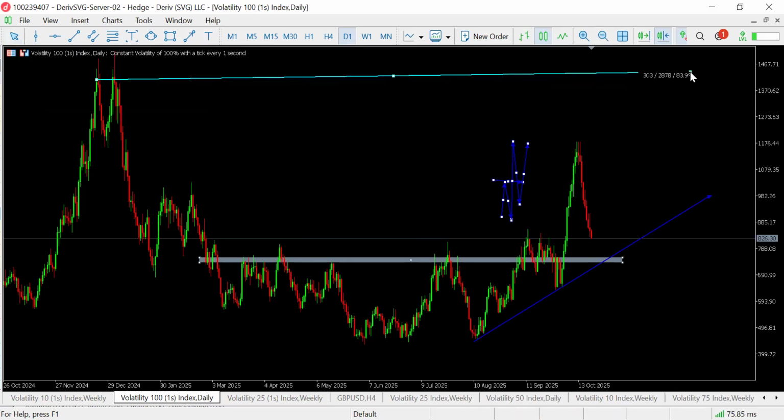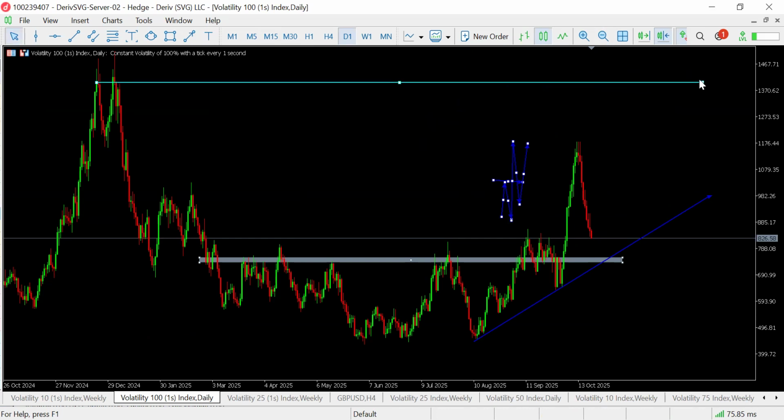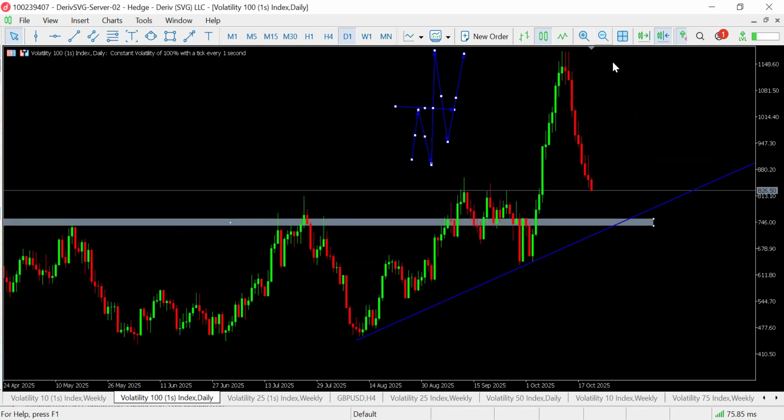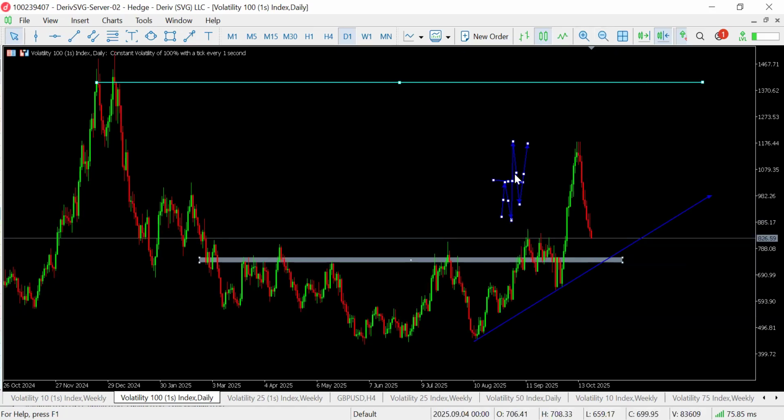Our target would be this level. So my prediction, my line of thought, is that price is going to come here and then move back upwards to probably give us a new high. So the question now arises, now that we have this kind of setup, how do we take advantage of it?